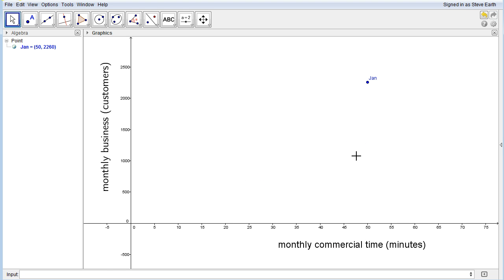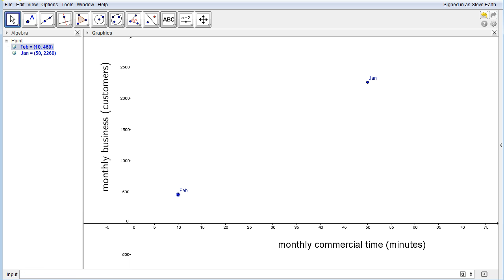I should point out that when you do this using the calculator, you don't actually get to label the points. Like with January, we call this January. So the points actually won't be labeled that way if you do it on the calculator. But GeoGebra lets you actually put labels on points. So I'm going to put the rest of the points in. I go back to input, and I type February with a capital F equals parentheses. So February we had only 10 minutes of commercials and 460 customers.